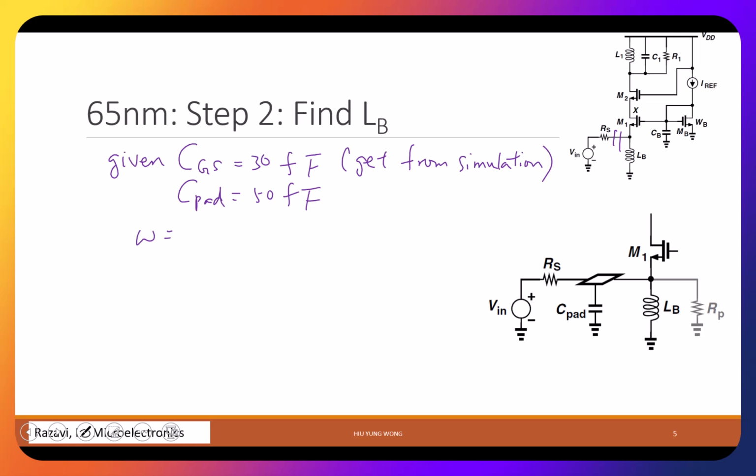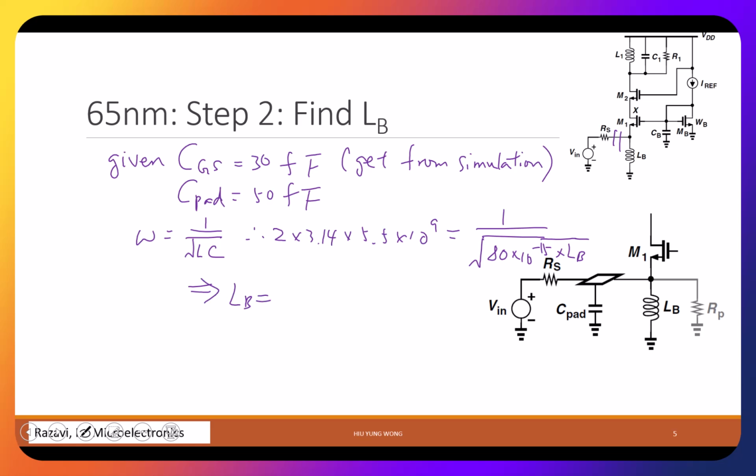So omega equals 1 over square root LC. And now we are talking about 5.5 gigahertz. So this is 2 times 3.14, 2 pi, times 5.5 times 10 to the power 9, right? Equals 1 over square root 80 femto. What is femto? 10 to the power what? Negative what? 15. 10 to the power negative 15, right? And then times LB. So from here, you just do the math. It says that LB equals 10 nanohenry, pretty large.